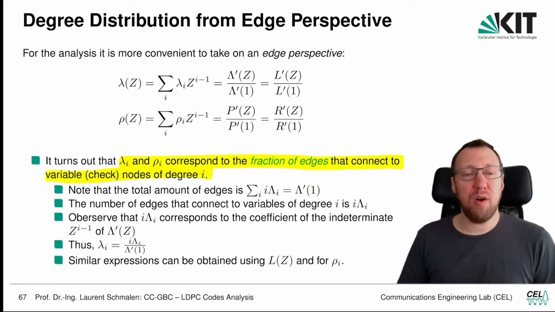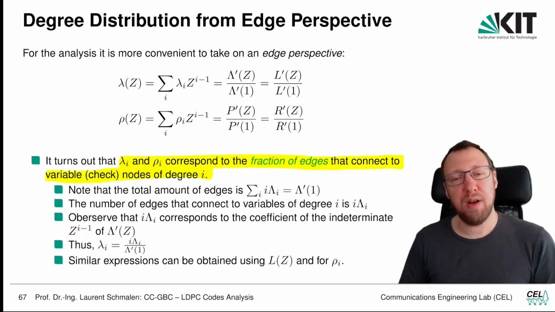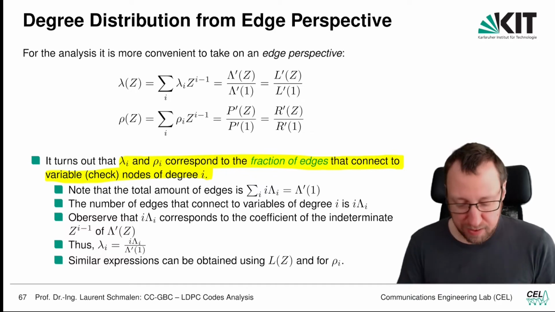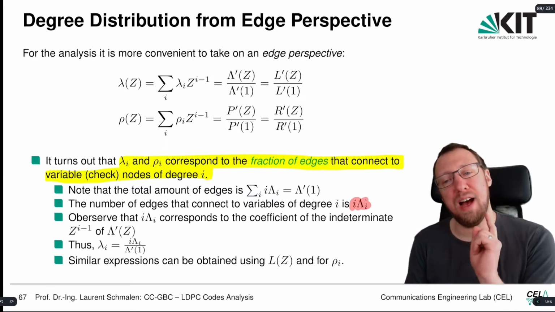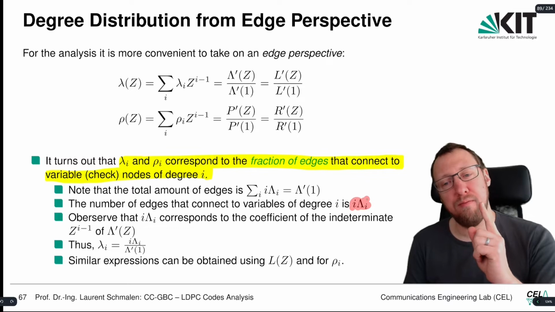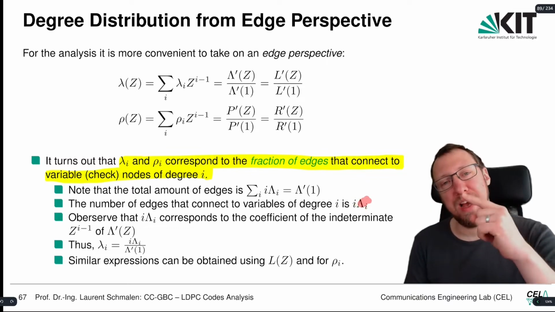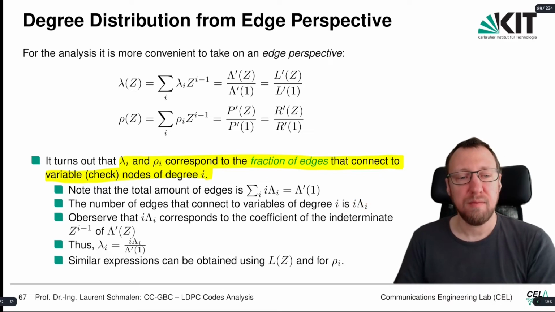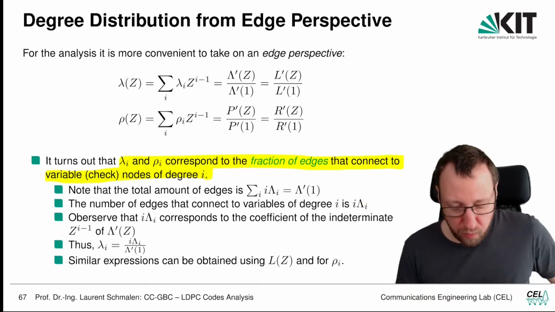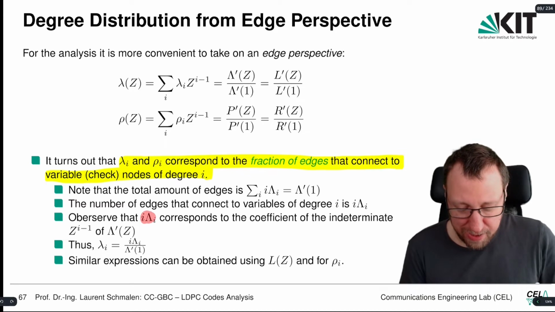So what is the number of edges that connect to variable nodes of degree I? That is I times lambda I, because we have capital lambda I variable nodes of degree I, and each of those has I edges, so it's I times lambda I.